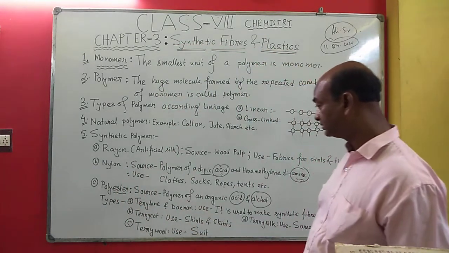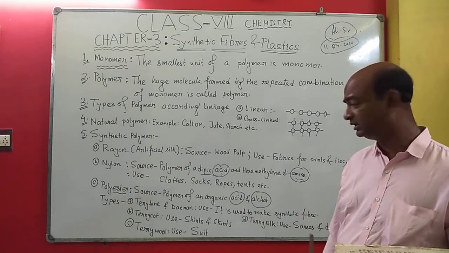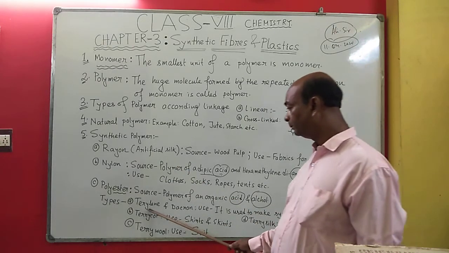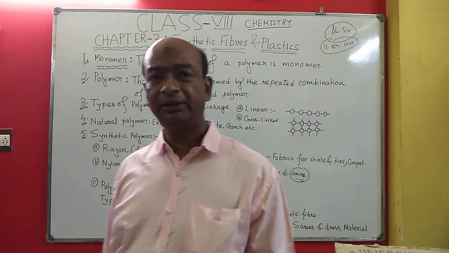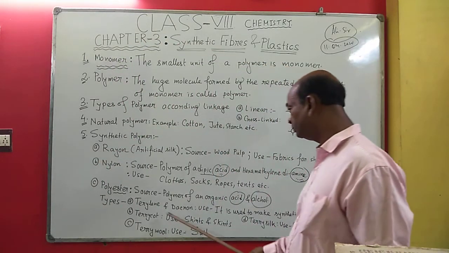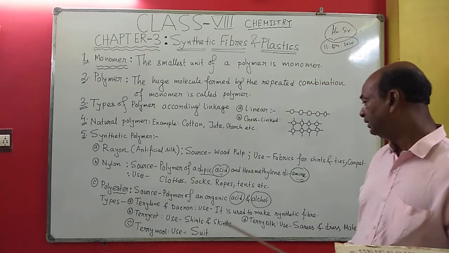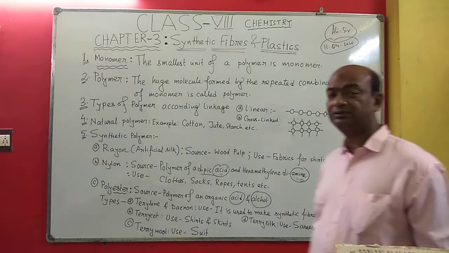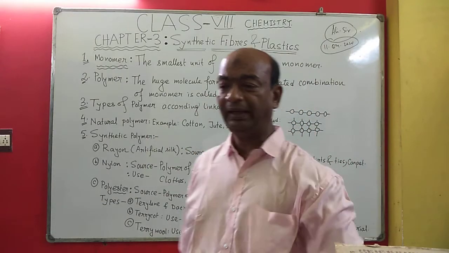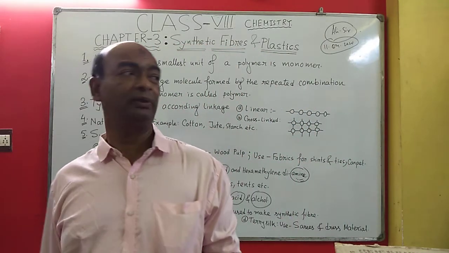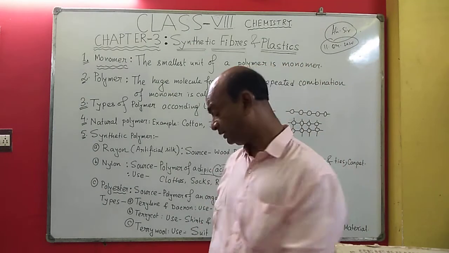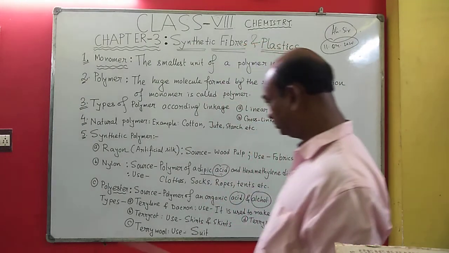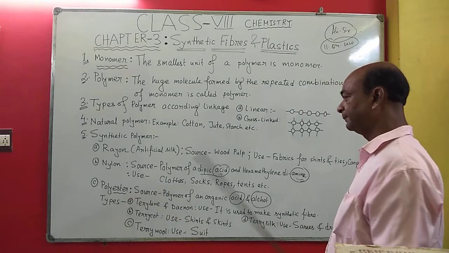There are several types of polyesters, like terylene. We have heard the name: terylene, terry cotton, terry wool, dacron. So many examples are there. It is mainly used to make synthetic fibers: shirts, pants, bed covers, pillow covers, curtains. So many things we make with polyesters. The pant I am wearing is also made of polyester.